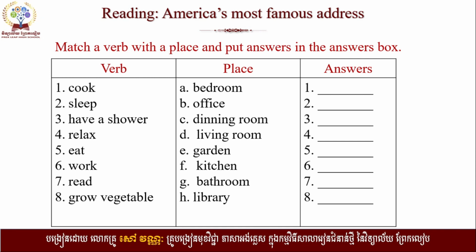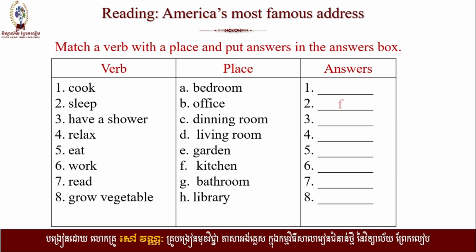Let's look at the places. A, bedroom. B, office. C, dining room. D, living room. E, garden. F, kitchen. G, bathroom. And H, library. So let's match it together.